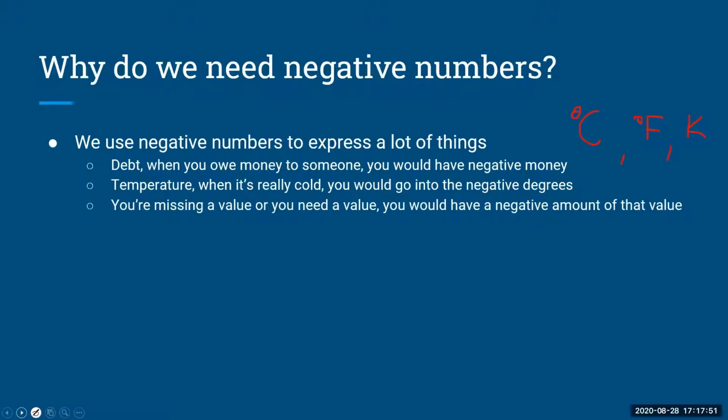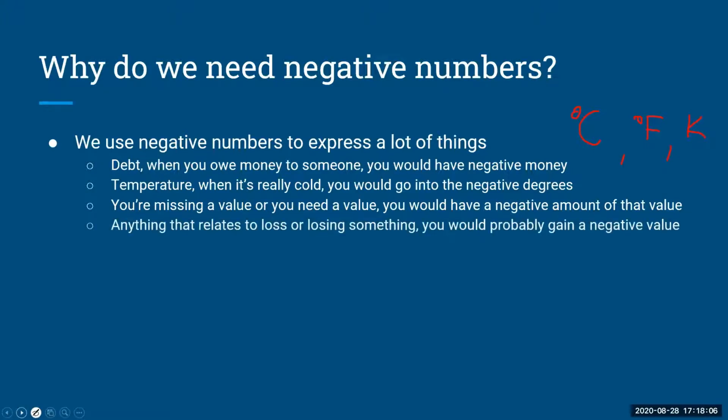Okay, so obviously negative, you're missing a value or you need a value. You would have a negative amount of that value. I'll say the cliche thing, you'll know when you're older, okay? Anything related to loss or losing something, you will probably have a negative value. You will know when you're older. It's good that you guys are curious.